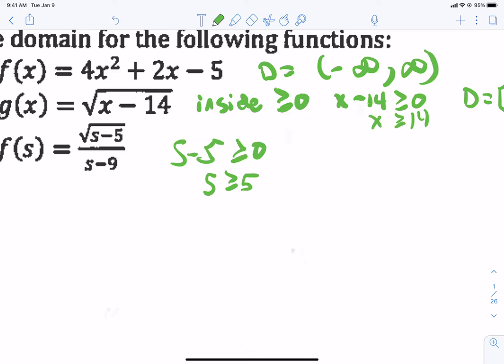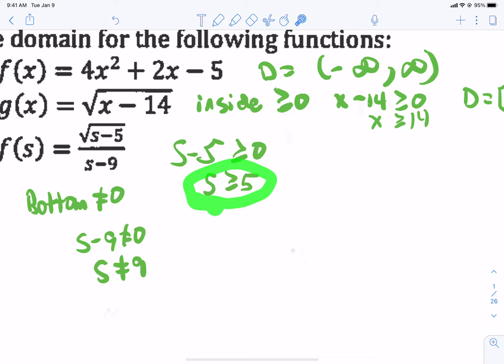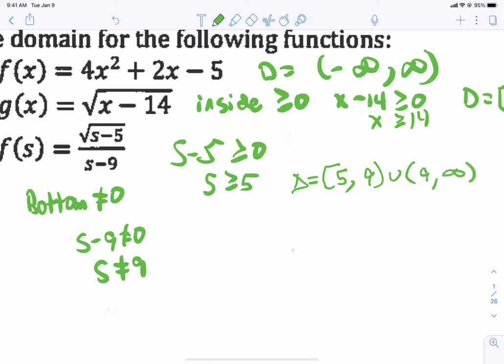Now let's look at the bottom. The bottom is a fraction, and we always know the problem there is that the bottom cannot equal 0. And so we know that s minus 9 cannot equal 0. So we have to throw out 9. If we look at what happens, we are using all values that are bigger than or equal to 5 except for 9. So as we go, we would start at 5. We would keep going until we get to 9. There would be an asymptote there. We would leap across it, and then we could keep going.